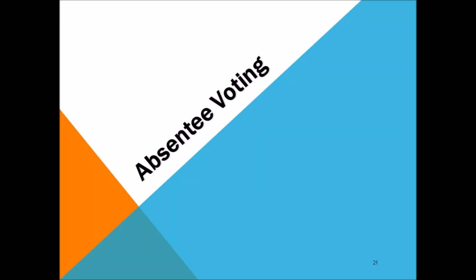So next we're going to talk about absentee voting. So now we're getting into where you're actually casting your ballot. Absentee voting is a method of voting available to all electors for any reason in which you would complete your ballot before Election Day. Some people refer to it as early voting, but in Wisconsin we call it absentee voting.